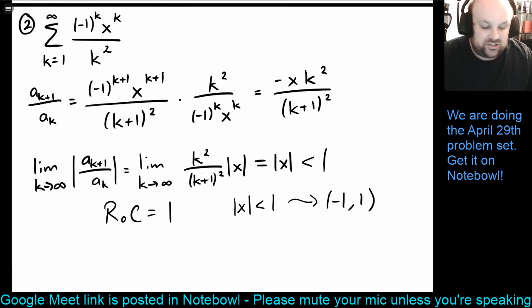But now the question is, does that converge at the endpoints or not? So let's go ahead and try this out.